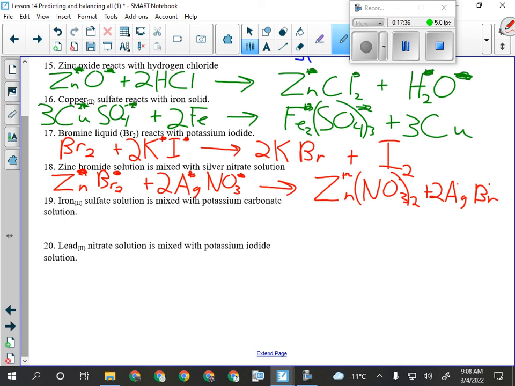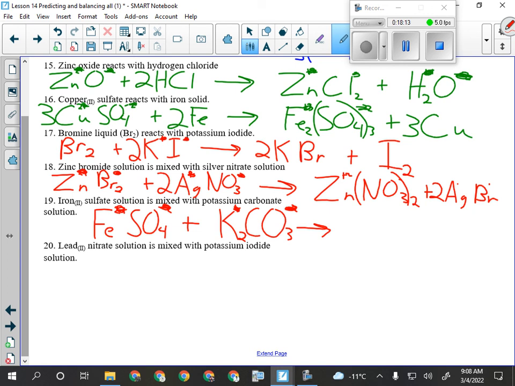How many people have done 19? Okay, let's have a look at that one. So we've got iron 2 sulfate. We know it's ionic, so we're going to put the 2 plus on the iron. It's with sulfate, which is SO4 and is also a 2 minus, so that compound's fine the way I wrote it. And it's reacting with potassium carbonate, also an ionic compound. So I've got K plus 1, and I've got carbonate, which is a minus 2. So when I drop and swap, I'll need a 2 on the potassium.